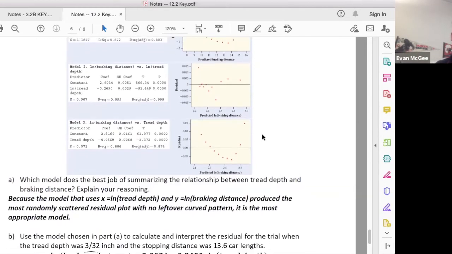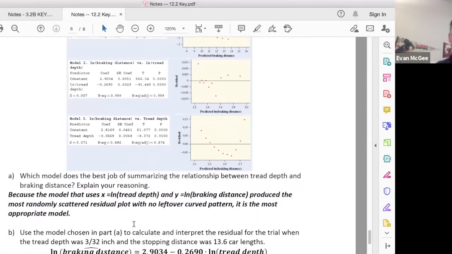So now they want us to use the model to interpret the residual when the tread depth was 3/32 and the stopping distance was 13.6. So there they gave us the x variable and the y variable for an actual observed data point for a car. It had a tread depth of 3/32, and we had a stopping distance of 13.6 car lengths.